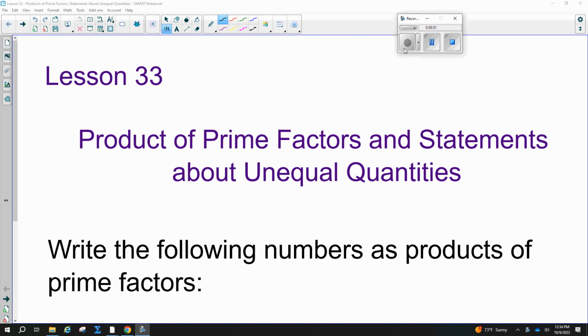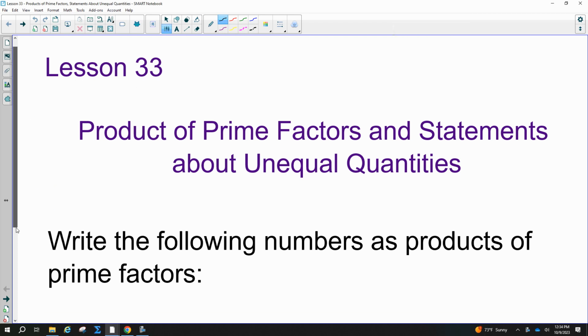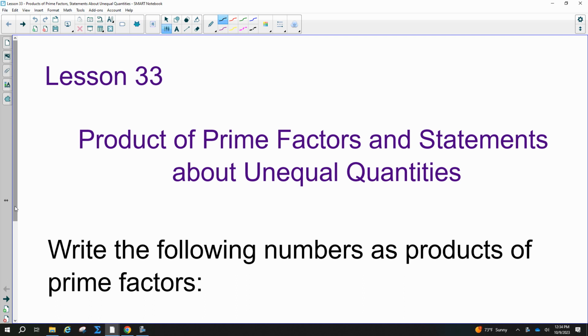It's lesson 33, product of prime factors and statements about unequal quantities. Write the following numbers as products of prime factors.